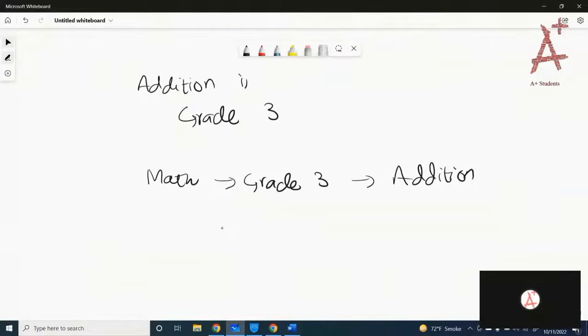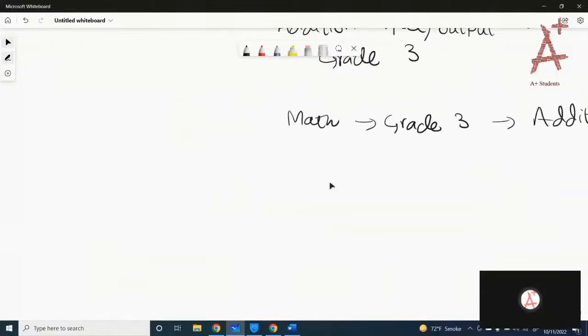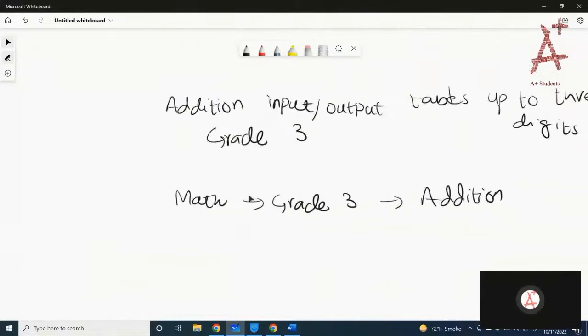Addition input output tables up to 3 digits. Please make sure you have your notebook and pencil so that you can note down the important points. Got it? So let's start with the topic, that is addition input and output tables up to 3 digits. Got it? You can find the lesson on aplusstudents.com.